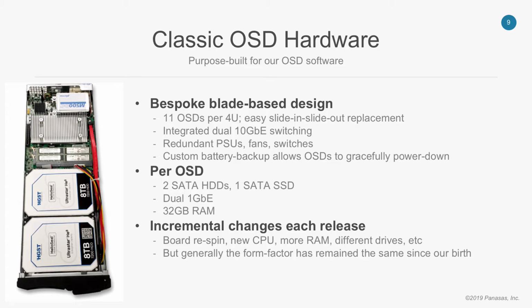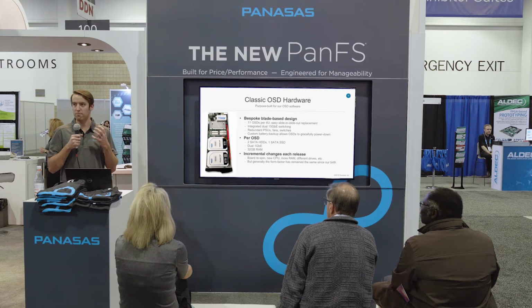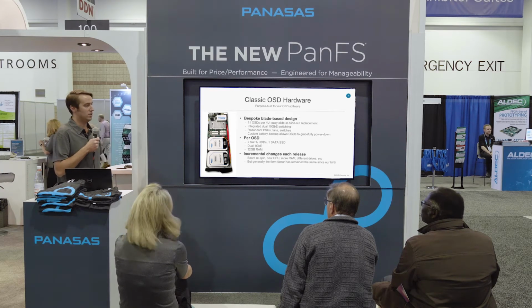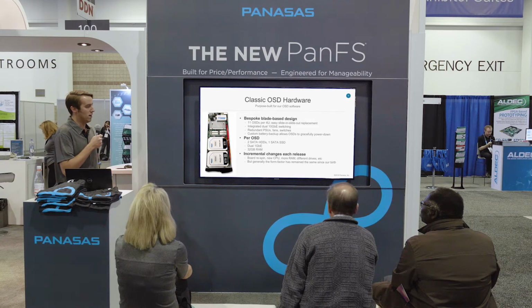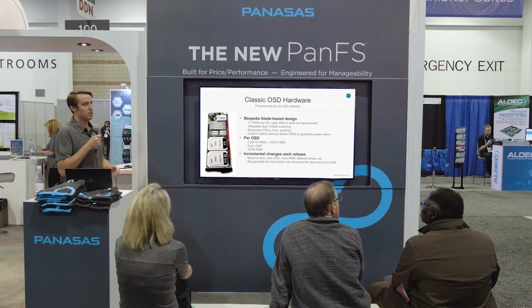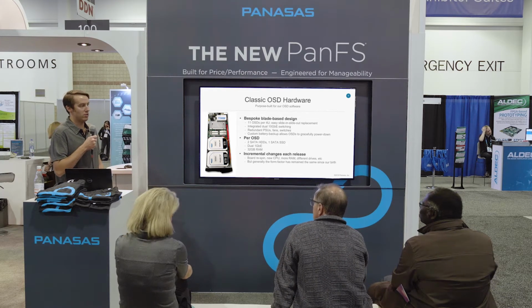On a per OSD basis: 2 hard drives, 1 SATA, dual 1 gig E, and 32 gigabytes of RAM. There's a lot of smarts buried with all that storage. This isn't just a giant JBOD with one CPU to do all the legwork for all those drives. And finally, as we've gone through every release over these 20 years, we've provided incremental changes.